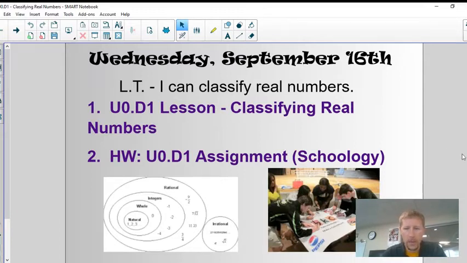Today, we're going to take a look at classifying real numbers in our lesson, and there is an assignment posted in Schoology under the title Unit 0, Day 1 Assignment. I think it's just 4 questions, and there's a couple different parts to each question, a total of 20 points.